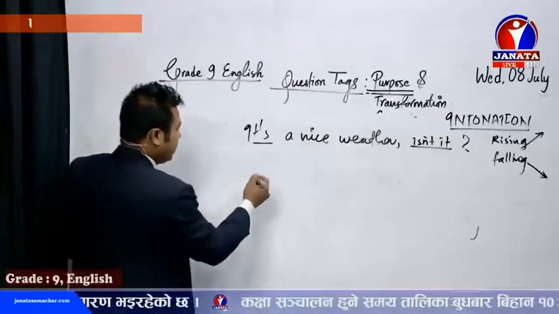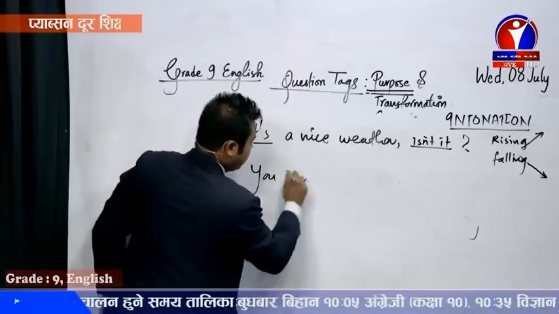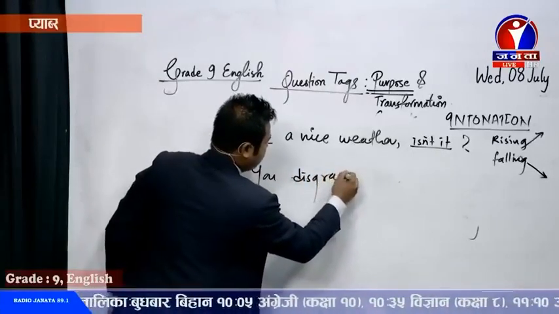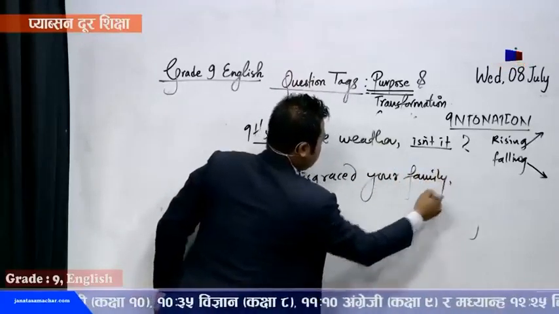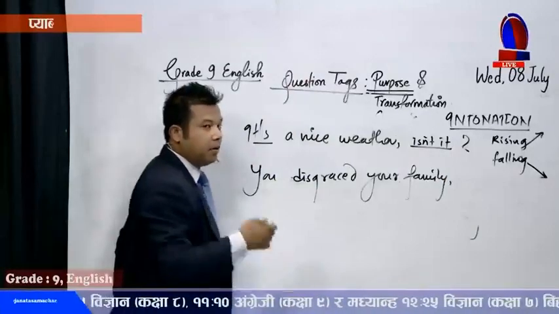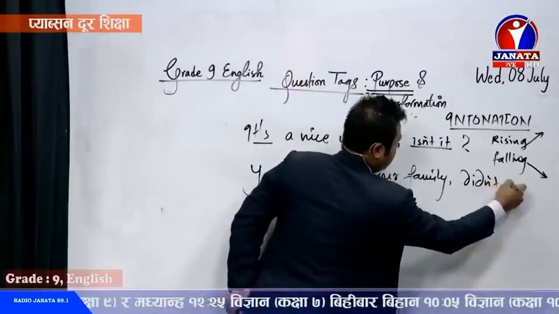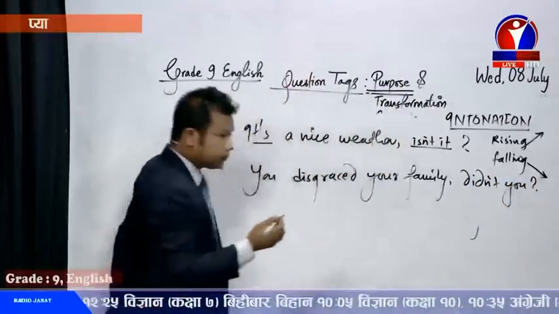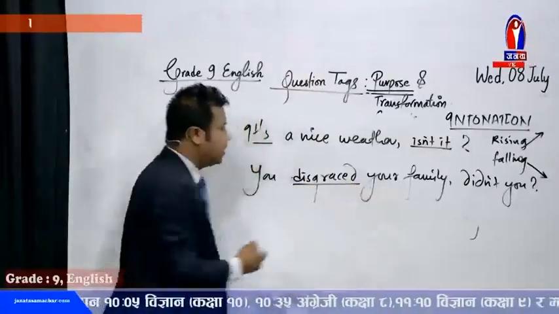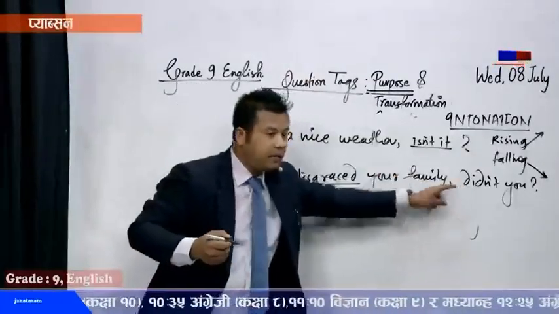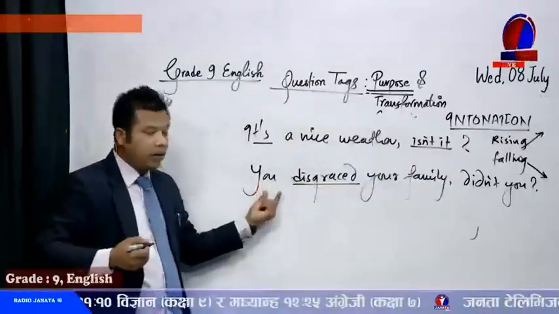But look at the sentence. Let's say, simple: you disgraced your family. Something wrong you did. Maybe you're talking about a month ago. You disgraced your family. The tag, of course, you know is "didn't you?" All right, you disgraced your family, didn't you? Why? Because disgrace is past tense, so you rely on the past auxiliary verb did, positive statement, negative tag, subject pronoun, and that's you. It's done.